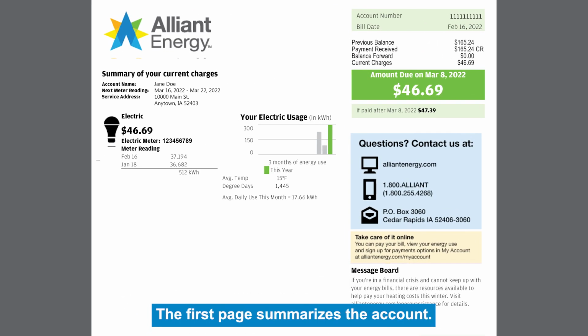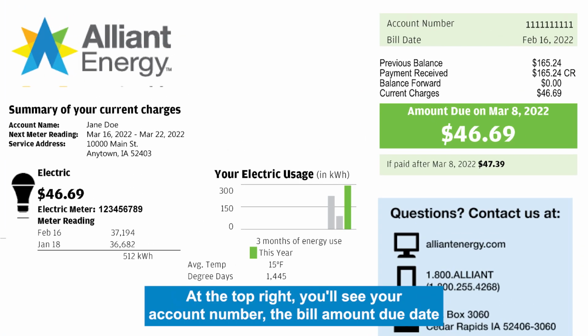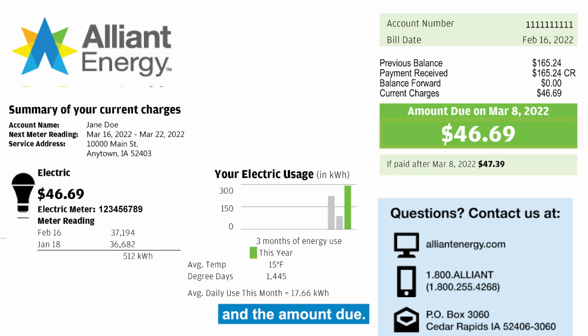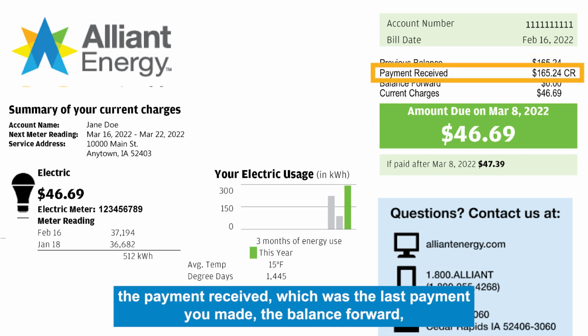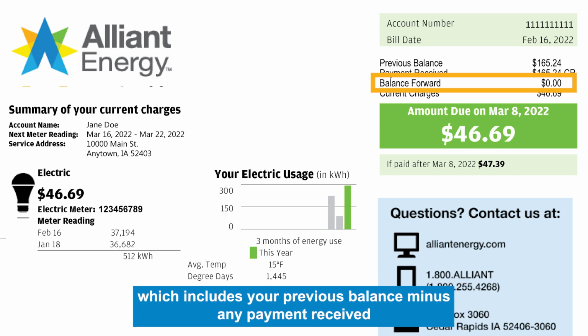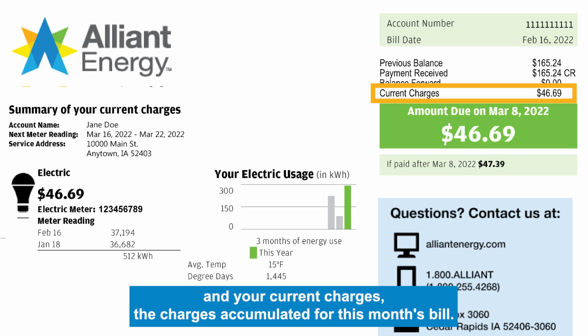The first page summarizes the account. At the top right, you will see your account number, the bill amount due date, and the amount due. You'll also see your previous balance, which was the amount due on last month's bill, the payment received, which was the last payment you made, the balance forward, which includes your previous balance minus any payment received, and your current charges, the charges accumulated for this month's bill.